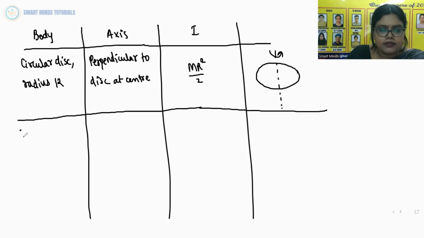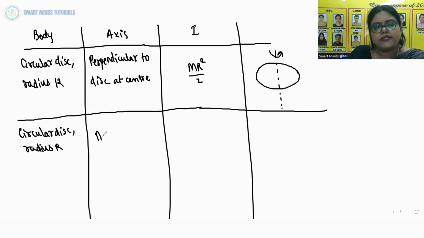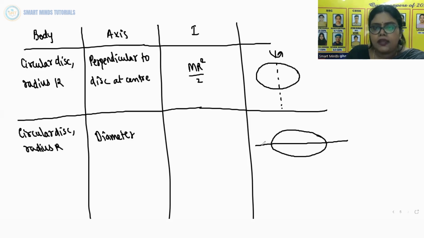Then next, again I am taking the same circular disc whose radius is r, but the axis is along the diameter. So the figure will be like this. If this is the disc, then this is the axis, and rotation is in this way. So I is mr square by 4 in this case.